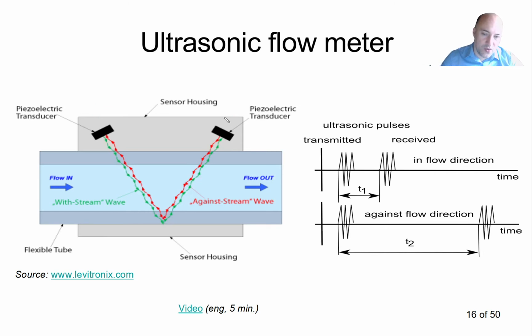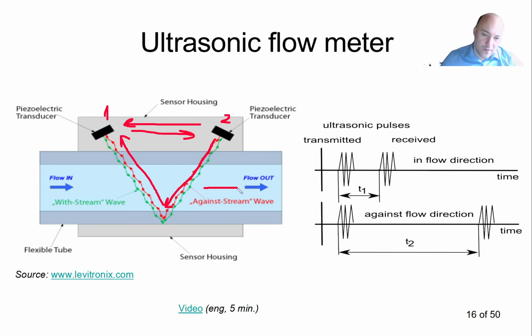Now we use this number 2, this transducer, as a transmitter. So we transmit a signal like that, we get the reflection like this on number 1. Now if the flow rate would be 0, it means that the time it took from 1 to 2 and the time it took from 2 to 1, so this time and that time, they would be equal. So for 0 flow rate, we would get 2 equal times.